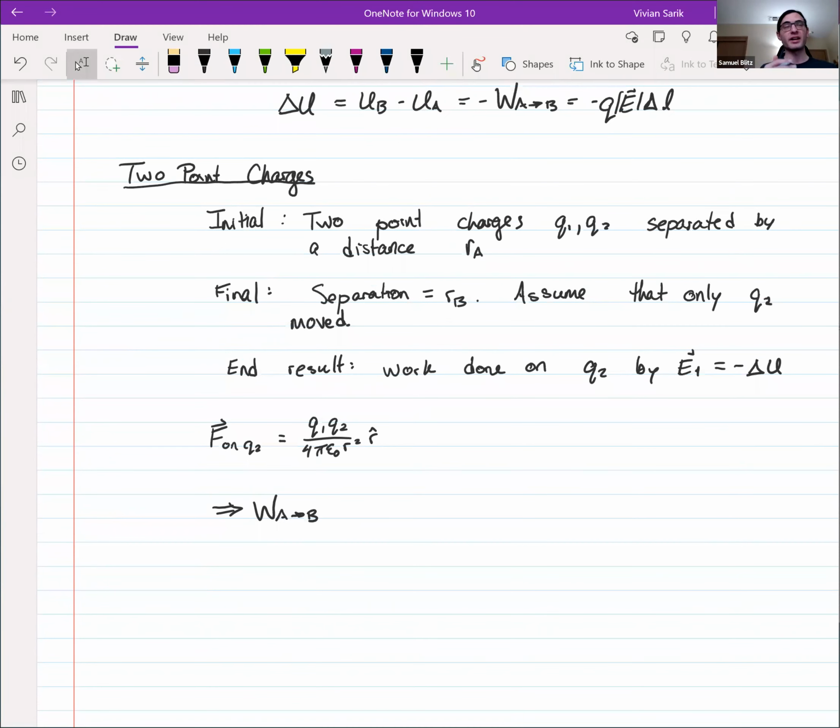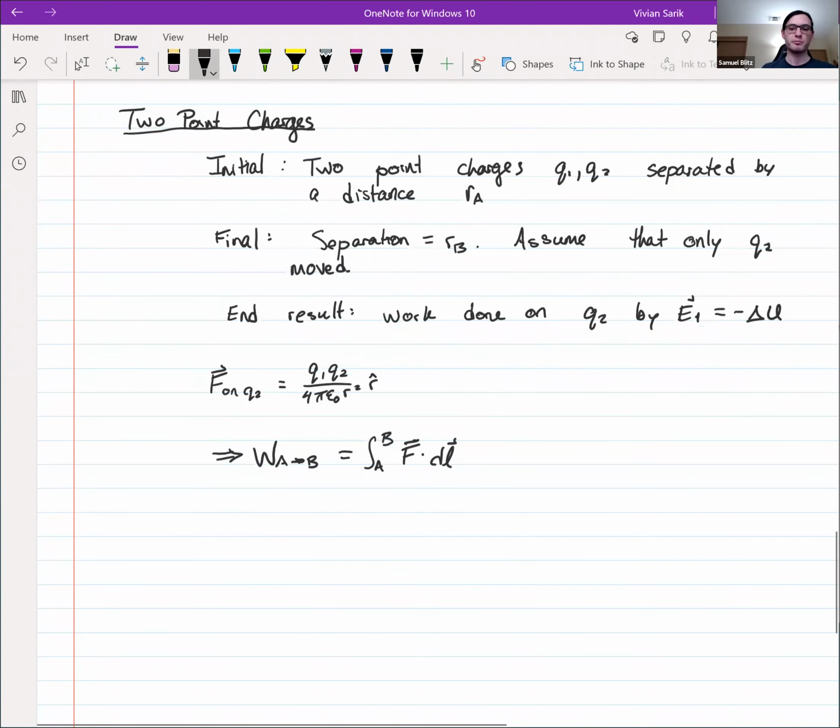So the work as Q2 goes from point A to point B, or from a separation distance of RA to a separation distance of RB, would just be an integral from A to B of F dot dl. And we're going to assume it travels in a straight line. It doesn't actually matter, but we're going to assume that.